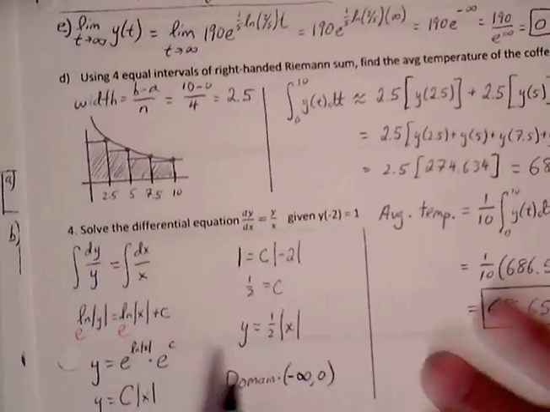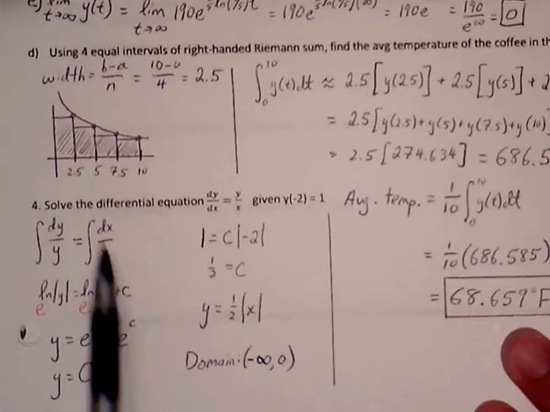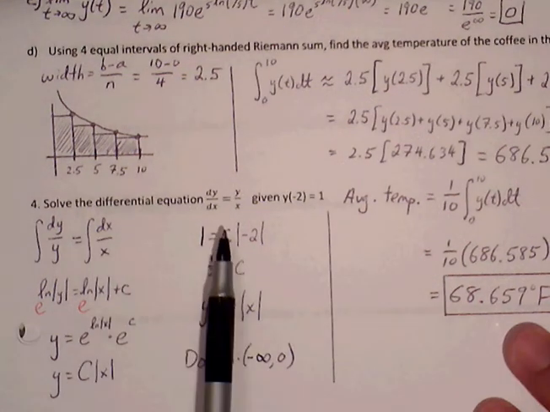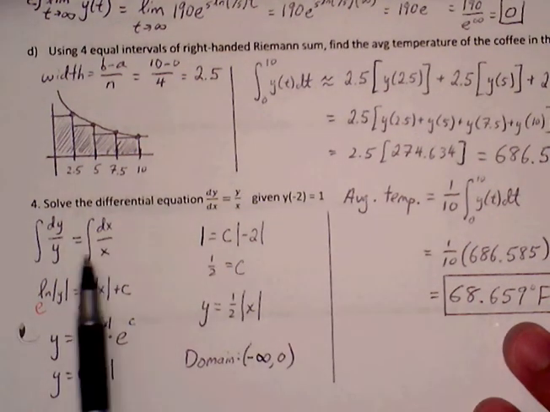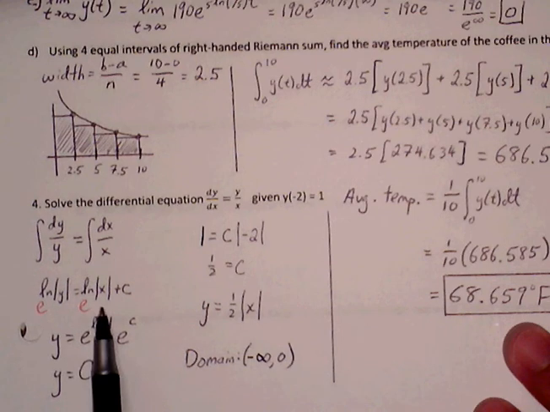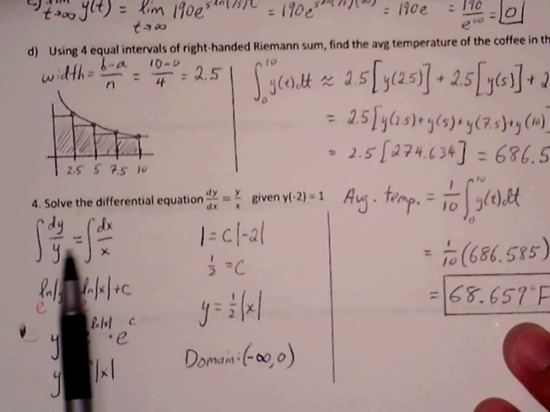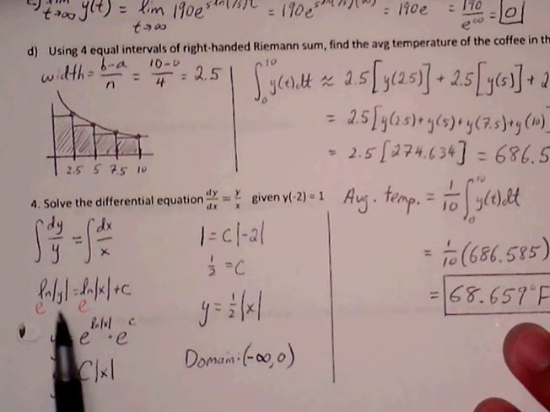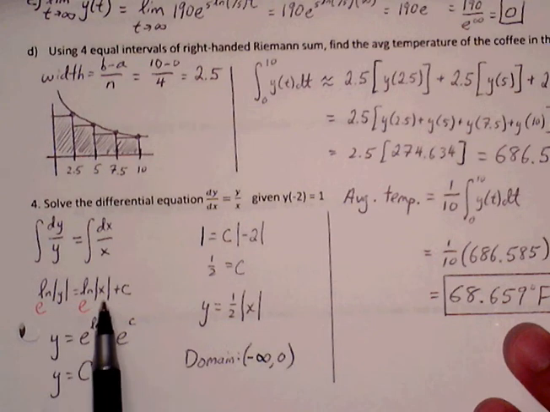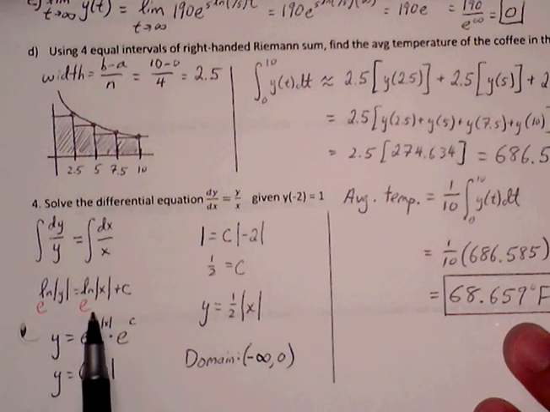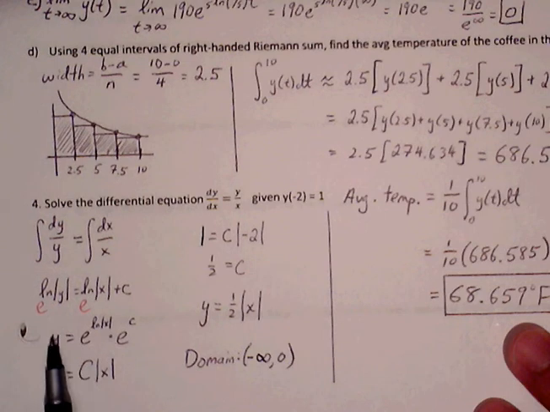Okay, last problem here. Solve the differential equation dy over dx equals y over x. So we separate the variables, take the natural log of both sides because these are both in the form of 1 over u. So natural log of y is equal to natural log of x plus c. We raise both sides with base e. The left side becomes y. The right side, we have e to the c as a constant, so we pull the constant in front.